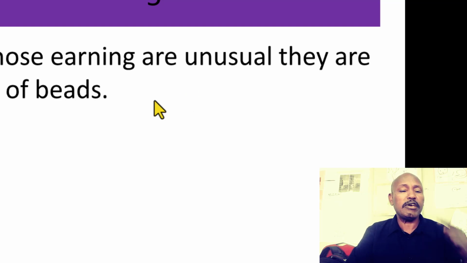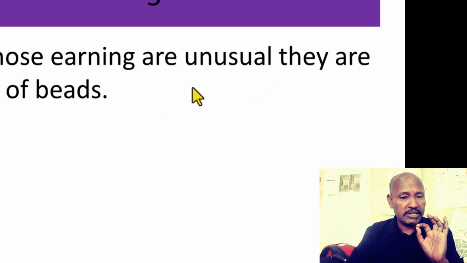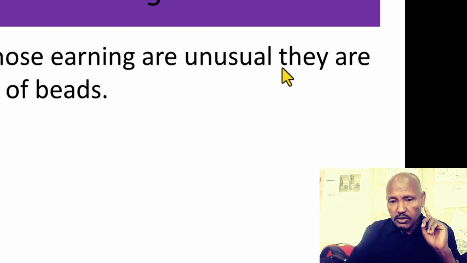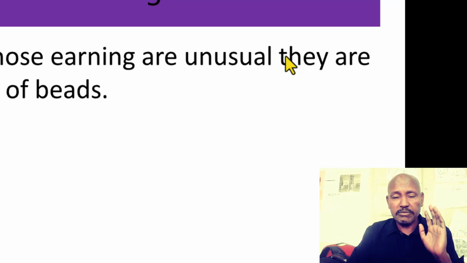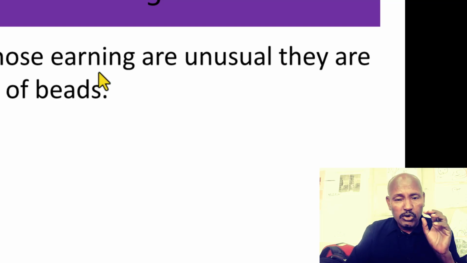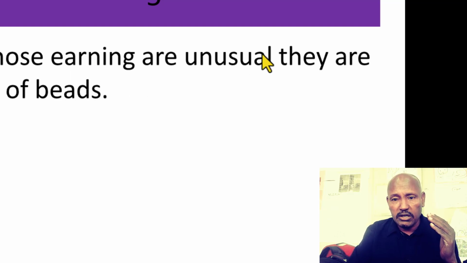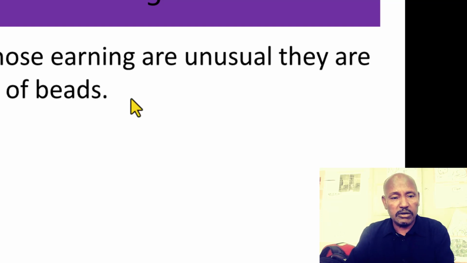Let me show you please. Those earrings are unusual, comma, and they are made of beads, and because the second is the addition for the first one. Look here, those earrings are unusual, full stop, T must be capitalized, those earrings are unusual. Semicolon, they are made of beads. Those earrings are unusual, moreover, they are made of beads. You can just use this one, please.